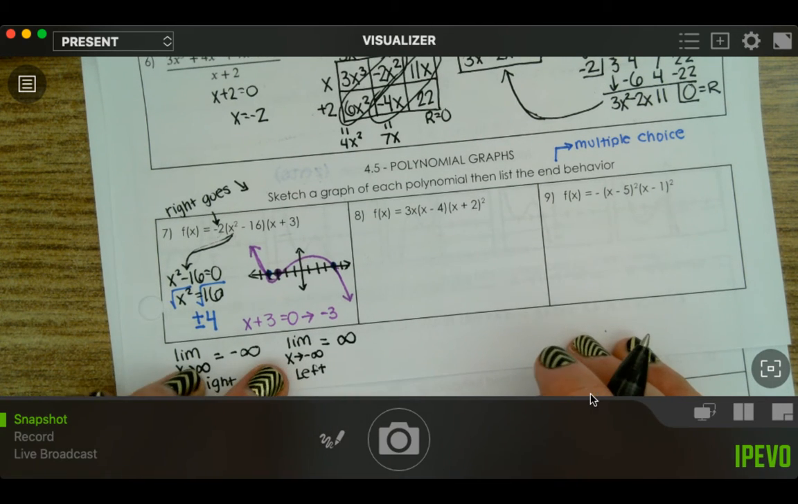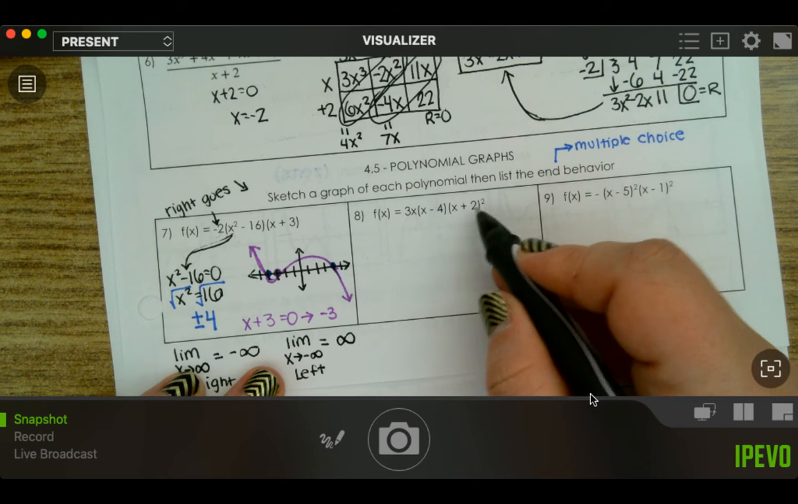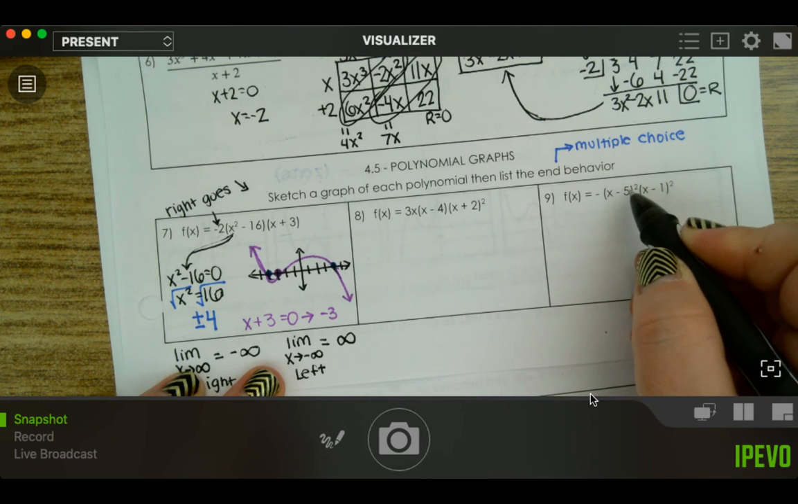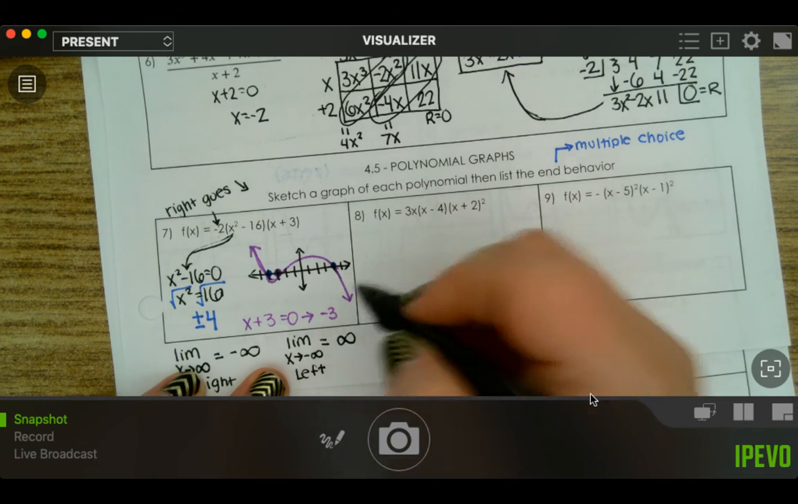All right, keep in mind that anytime it has a little 2 outside like this, that means it is a double root, and instead of going all the way through, it is going to bounce.